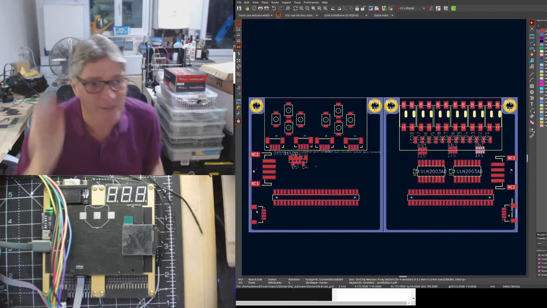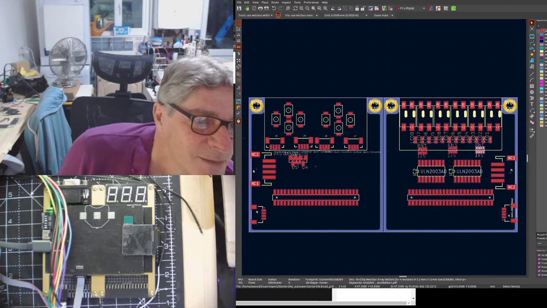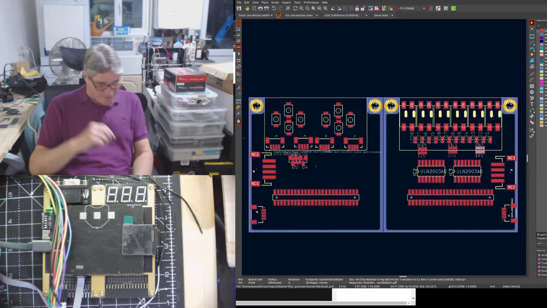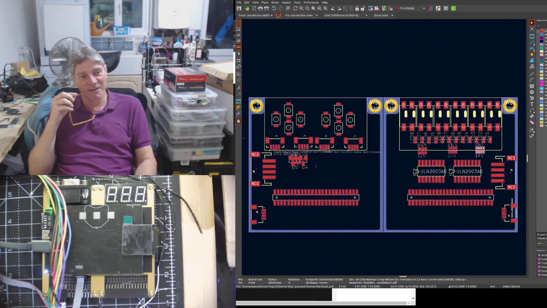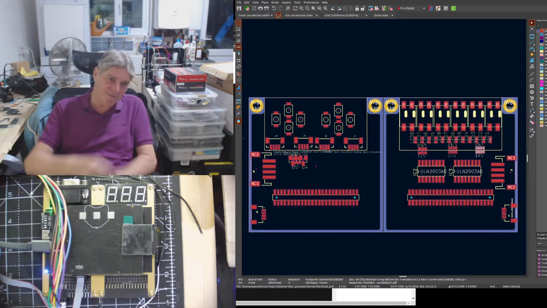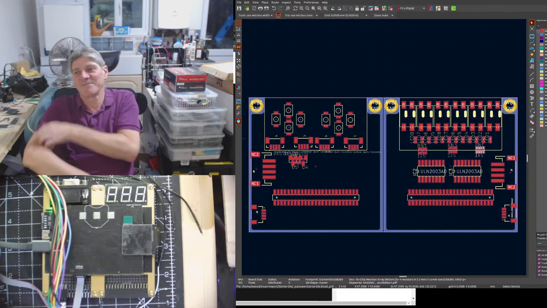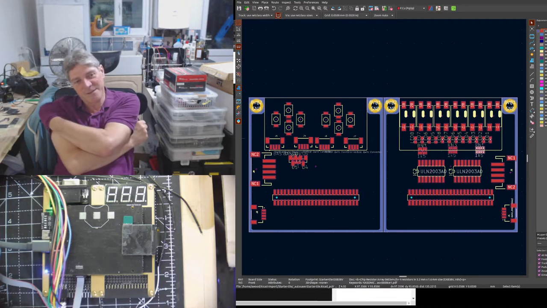Someone said plus one for the HDMI. People like that. Well, I know iPost likes that. Hi, iPost, by the way. But I've already designed a HDMI standalone tile anyhow.